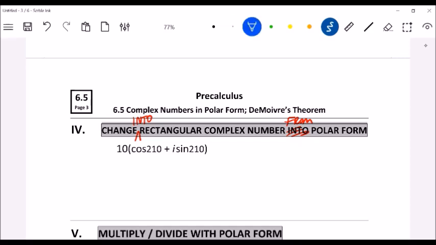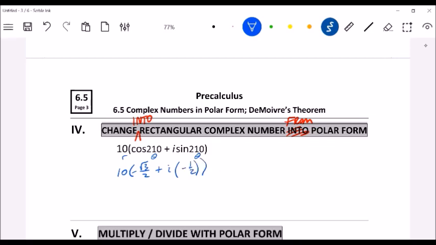So looking at this example, I have a radius of 10, a degree of 210, and another degree of 210. The good thing is that 210 is on the unit circle. So when you look at the unit circle, you see that the cosine at 210 is negative square root of 3 over 2. And then that's plus i times the sine of 210, which is negative 1/2.